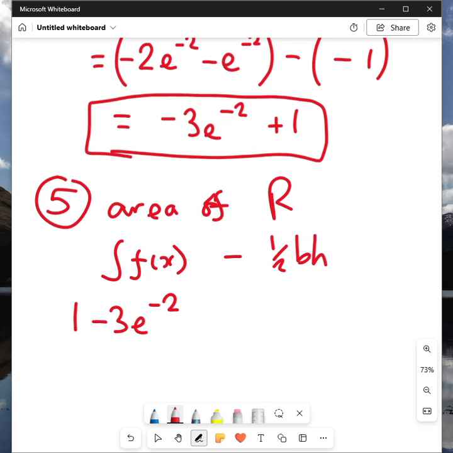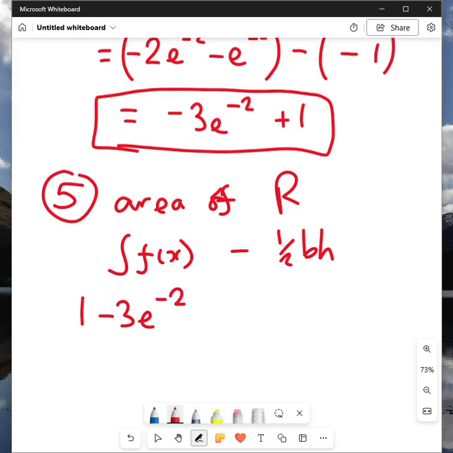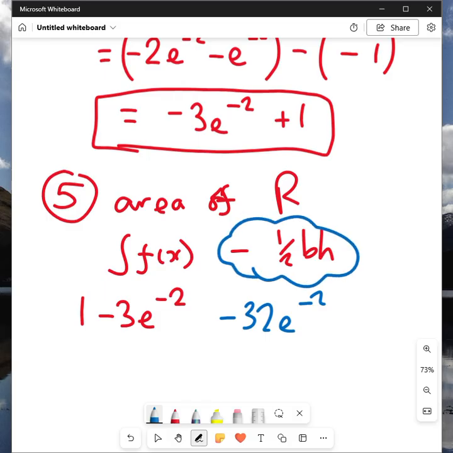And then if we go back and find what the area of the triangle was, because I've forgotten myself, the area of my triangle is 32e to the minus 6. So all that minus that 32e to the minus 6. I'm just putting that in blue so you know where that's come from. That's that bit. And, oh, it's minus 6, not minus 2. And that's your answer. That's the final answer.